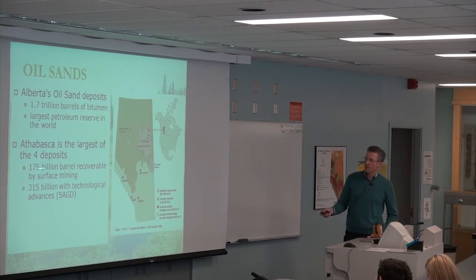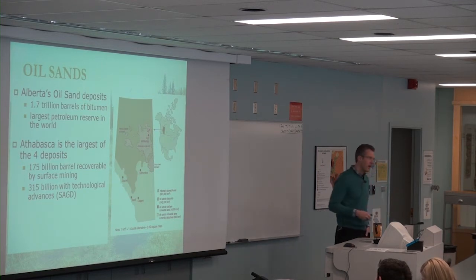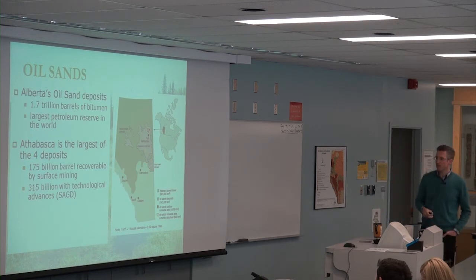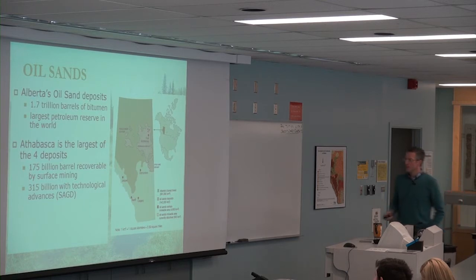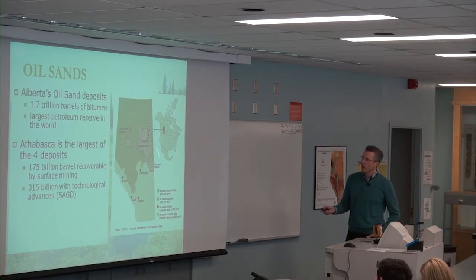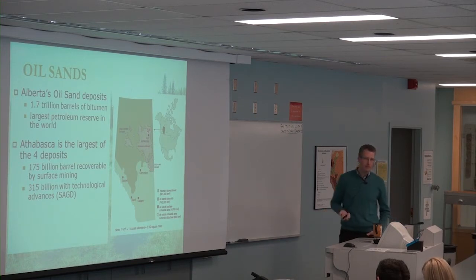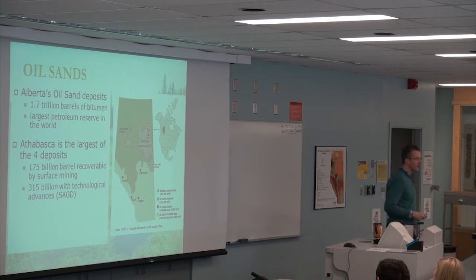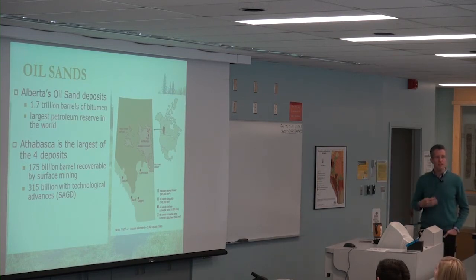There's an estimated 1.75 billion barrels recoverable by surface mining, and another estimated 315 billion barrels with technological advances, such as SAGD. Okay, so it's quite a large oil reserve, and you can see it's a significant proportion of Alberta's boreal forest, which comes in at about 380,000 kilometers squared, and oil sand deposits roughly about just under half of that. Okay, so it's quite a large area. It could have a very significant impact on boreal forest ecosystems.